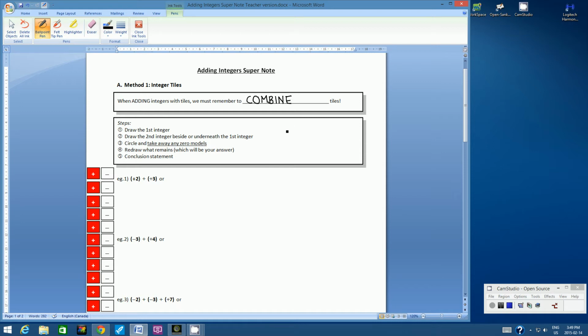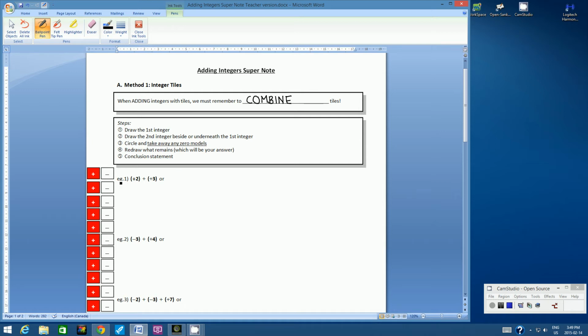Okay? So these are the steps. Number 1, draw the first integer. Number 2, draw the second integer beside or underneath the first integer. Number 3, circle and take away any zero models. Number 4, redraw what remains, which will be your answer. And number 5, conclusion statement.